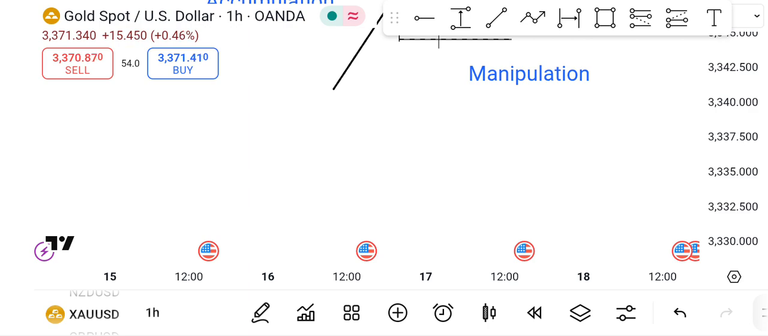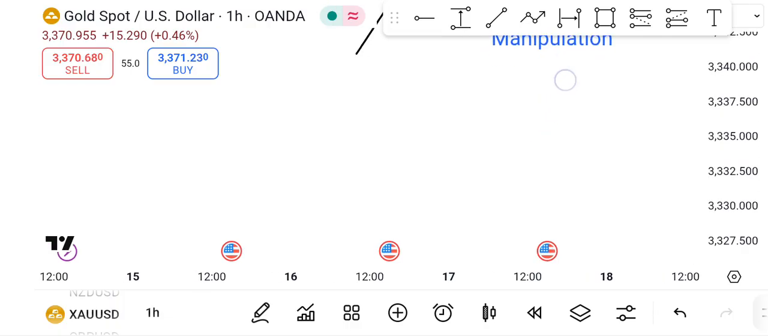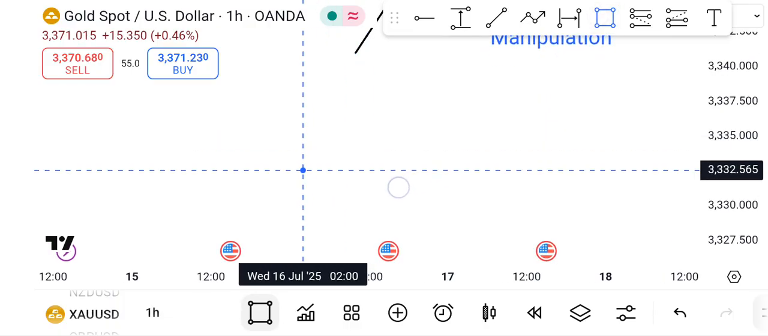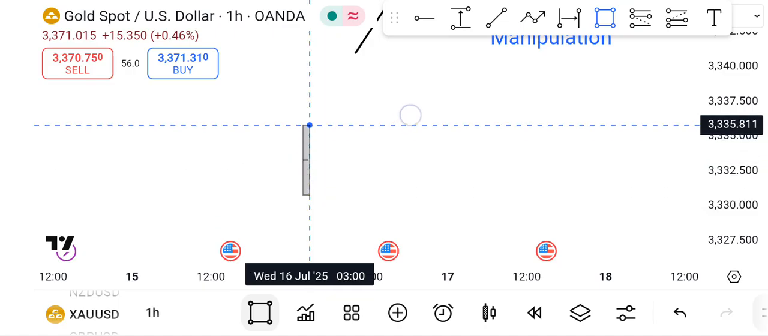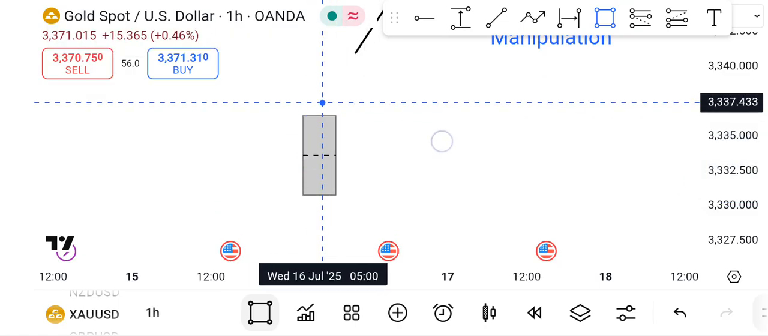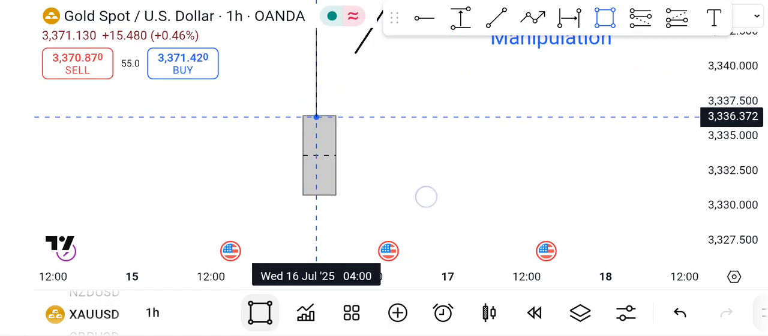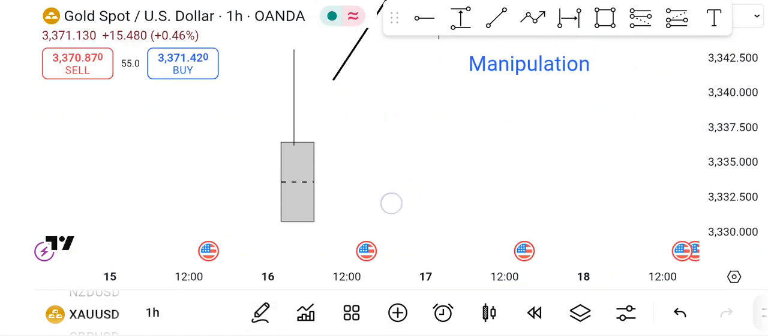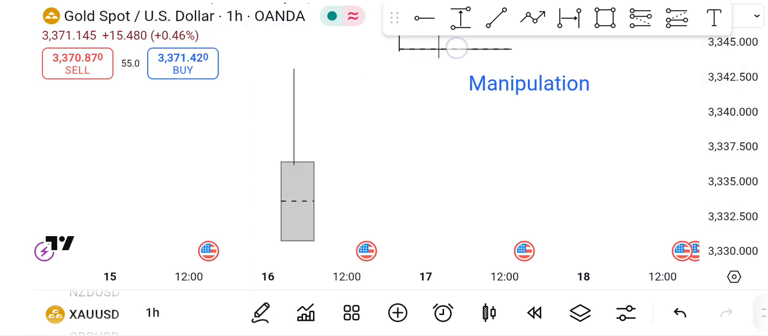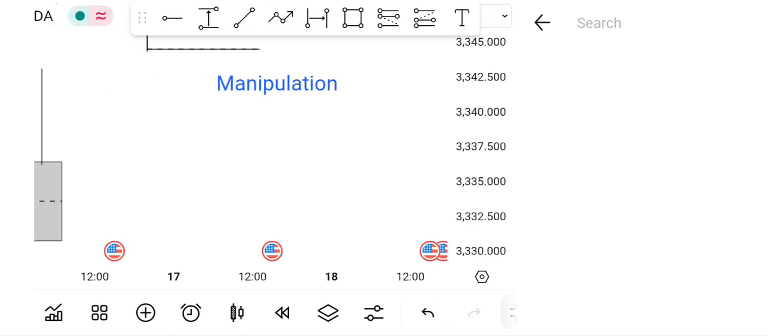The next key level is the liquidity. The liquidity is where the price moves beyond the high or low of the previous candle. Let me just illustrate here. We had that candle, and we had like that one.